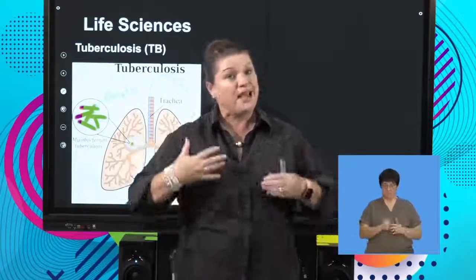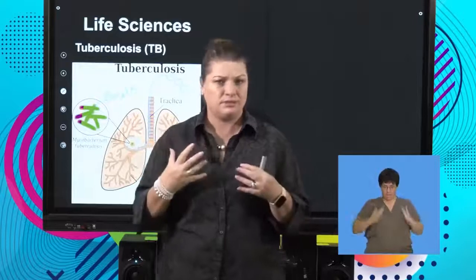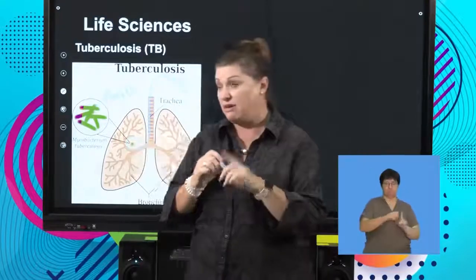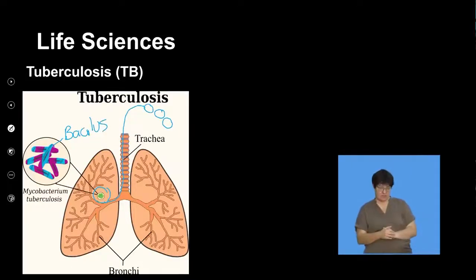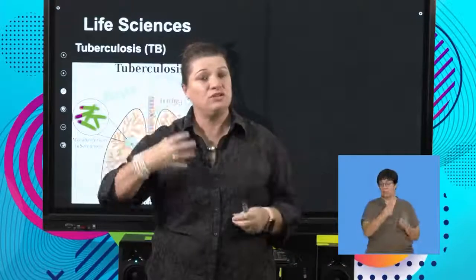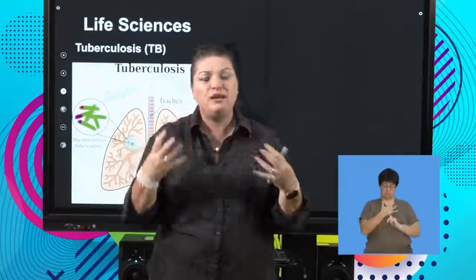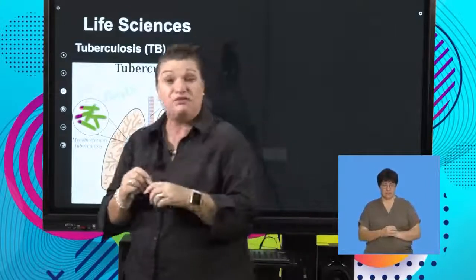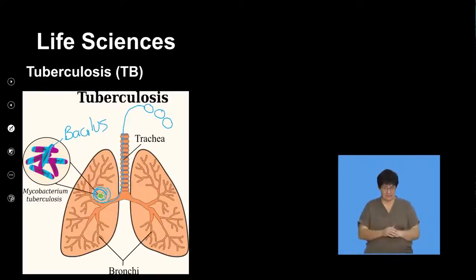So if I'm healthy, my immune system can fight the bacteria. Or it can make a little capsule, like I've drawn here, around the bacteria, and it actually stops it from spreading. Okay, so basically TB is going to attack our lungs, so it's going to have an effect on how we breathe. So how does it affect us?